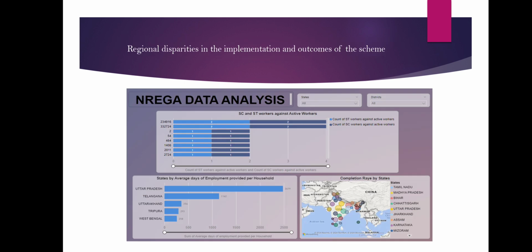Next question, regional disparities in the implementation and outcomes of the scheme. Here we use a stacked bar chart, and here we have the SC and ST workers against the active workers, and states by average days of employment provided per household. In that we see Uttar Pradesh has the highest with 2479 and the lowest is West Bengal with 258.